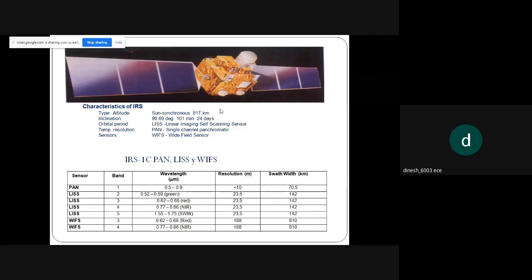So the PAN sensor is in band 1 with wavelength of 0.5 to 0.9 micrometer, giving resolution of less than 10 meters in IRS-1C, and swath of 705 kilometers.